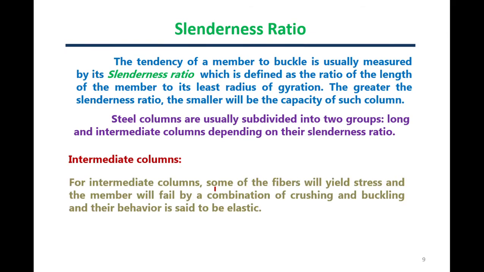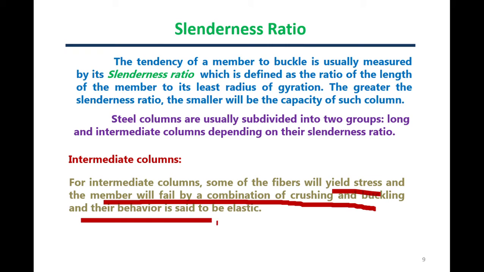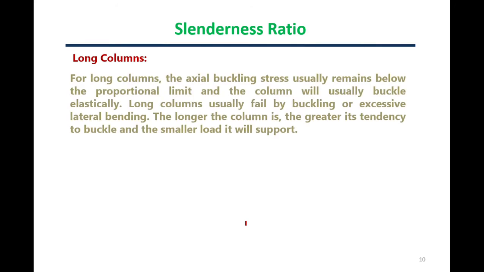For the intermediate column, some of the fibers will yield stress, and members will fail by a combination of crushing and buckling, and their behavior is said to be inelastic. Tatandaan nyo yan for the intermediate columns. For the long columns, the axial buckling stress usually remains below the proportional limit and usually will buckle elastically. So long columns usually fail by buckling or excessive lateral bending. The longer the column is, the greater its tendency to buckle, and the smaller load it will support.